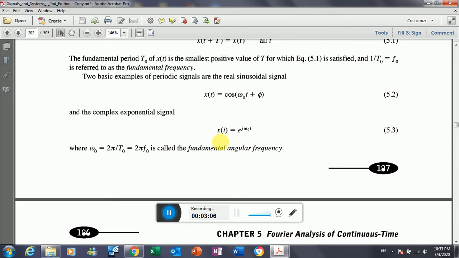Another example of periodic signal is this complex exponential signal, which is e raised to the power j omega naught t, right? Where omega naught is equal to 2 pi f naught, or f naught is equal to 1 over T naught. So 2 pi f naught equal to 2 pi over T naught equal to omega naught. These are the simplest relations we have already known. So omega naught represents the fundamental angular frequency in this exponential signal. Okay.